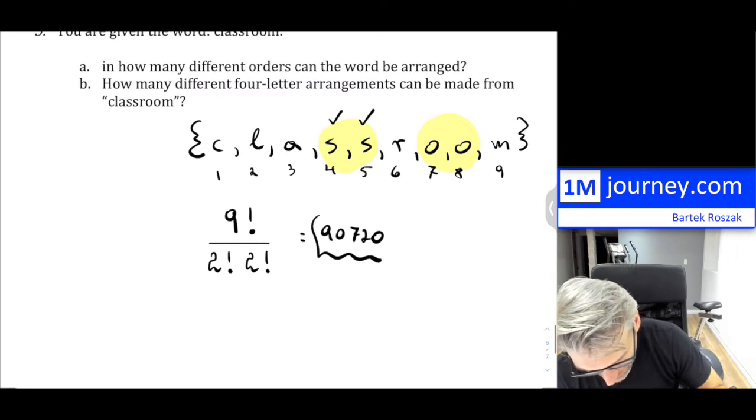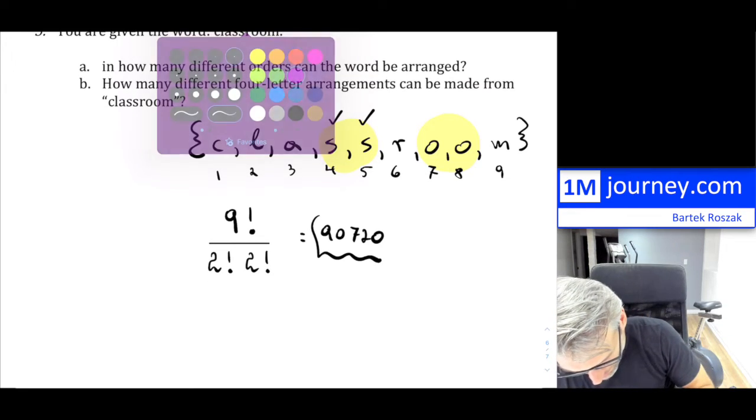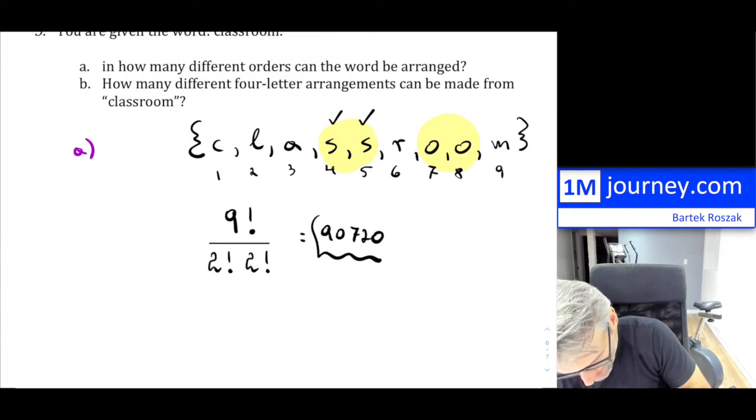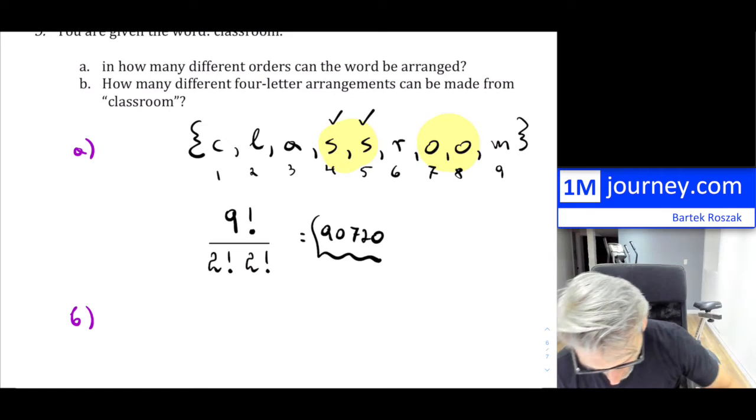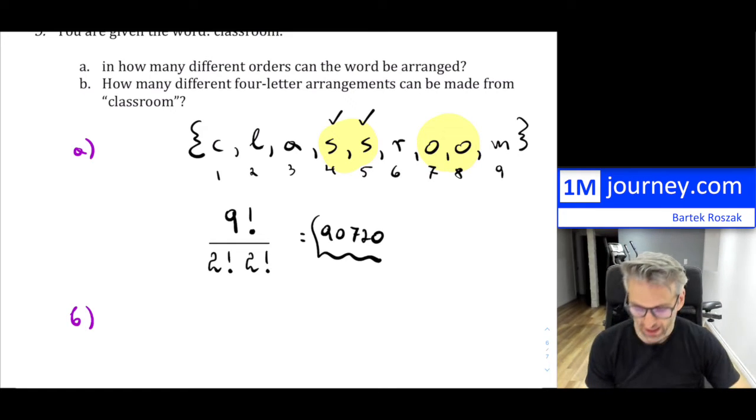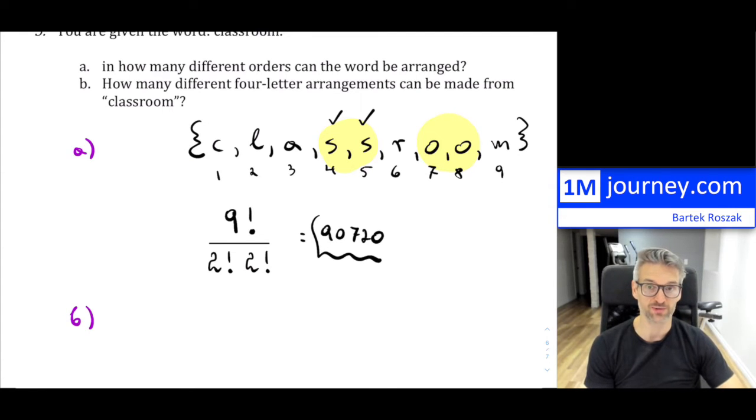Now, B is much harder. So this would have been A. Now in B, how many different 4-letter arrangements can be made from classroom? That's actually difficult to do.